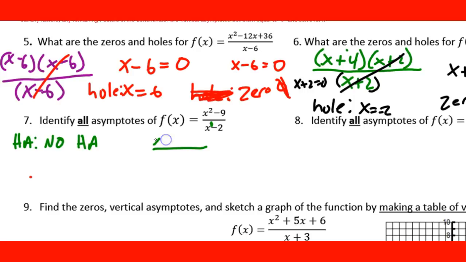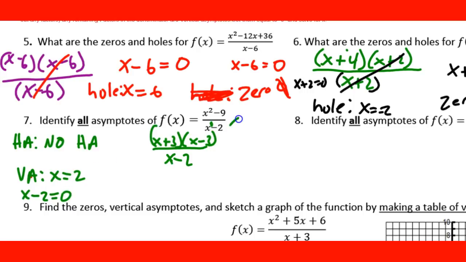You've got to factor everything. x plus 3 all over x minus 3, and at the bottom, you're going to have x minus 2. So if you look at the denominator, you'll notice there's only one factor remaining, and there's nothing to cancel. For our vertical asymptote, we take what's remaining in the denominator, set it equal to 0 and solve it, and you get x equals 2. So that's our vertical asymptote.